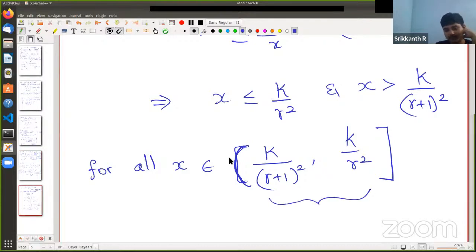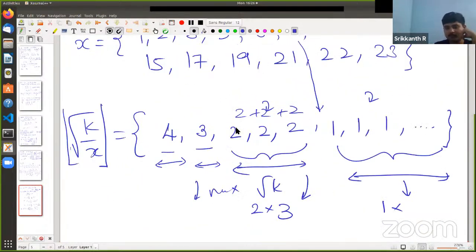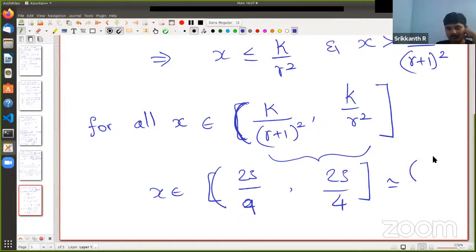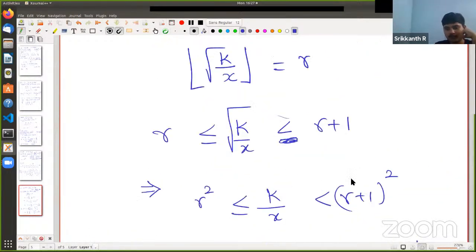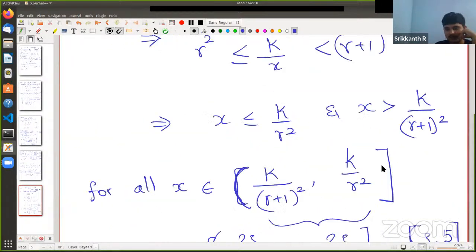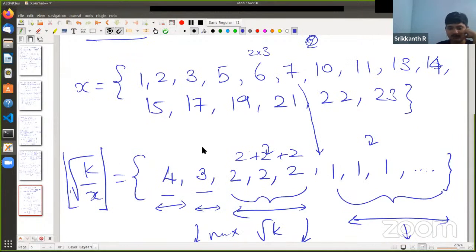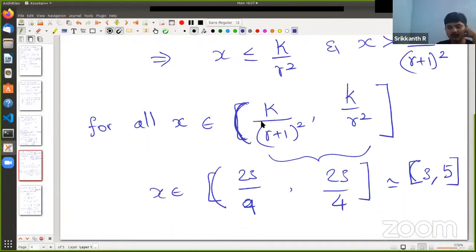For example, if the integer part of the square root is 2, then x must belong to 23 by 9 to 23 by 4, which is, let's say, starting from 3 and ending at 5. So for numbers 3 to 5, the square root of k by x is 2, and starting from 6 onwards, it's 1. Like so, we can iterate through the different ranges.